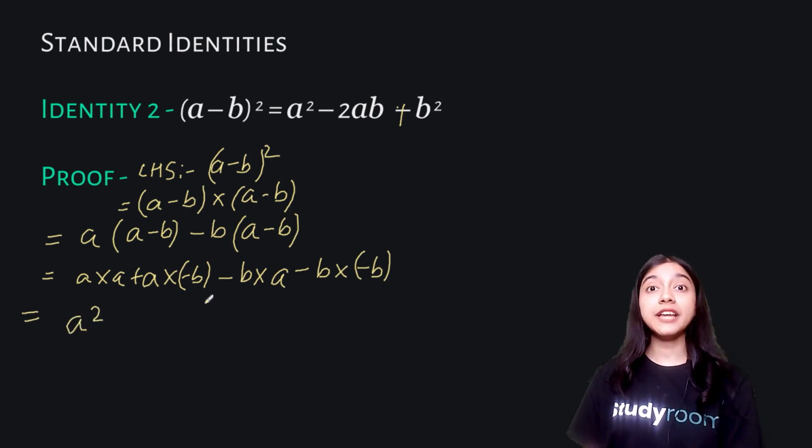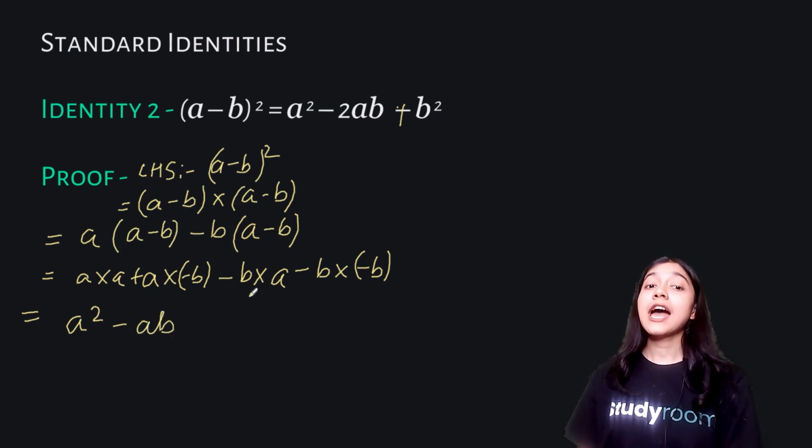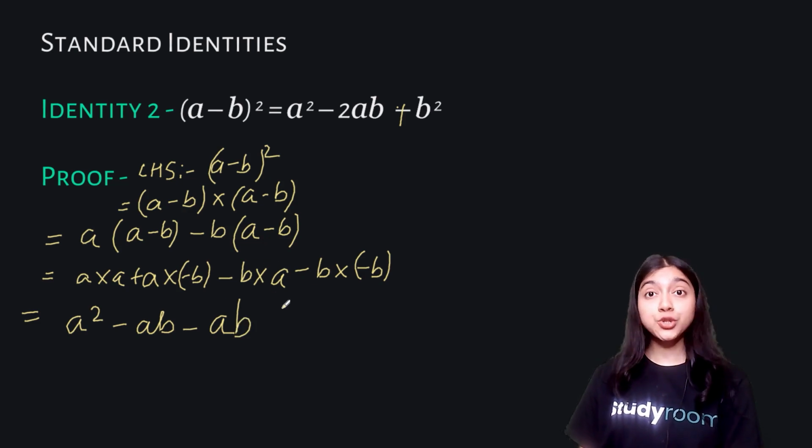When a is multiplied with minus b, it will give us minus of ab. And when minus b is multiplied with a, it also gives us minus of ab. Because be it 2 into 3 or 3 into 2, the thing is same. It gives us 6. So be it a into b or b into a, it will give us ab. And the sign will be negative over here.